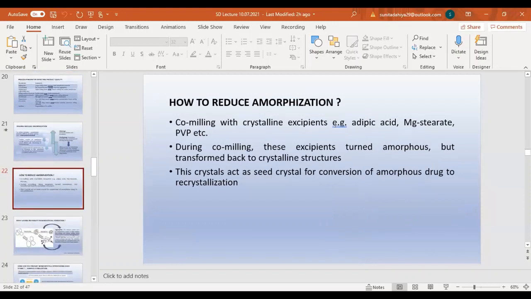So sometimes, if it is a big problem, in that case, you can carry out co-milling with a crystalline excipient like adipic acid or magnesium stearate or polyvinyl pyrrolidone, etc. When you co-mill your drug with these crystalline excipients, the excipient itself will turn amorphous. And we know that if they are amorphous, again, they will be transformed into crystalline structure, right? And when they convert into crystalline structure, this single crystal will act as a crystal nucleus for the conversion of amorphous drug to the recrystallized form. So ultimately what we want to get is smaller size nanocrystals rather than an amorphous form of the particles.